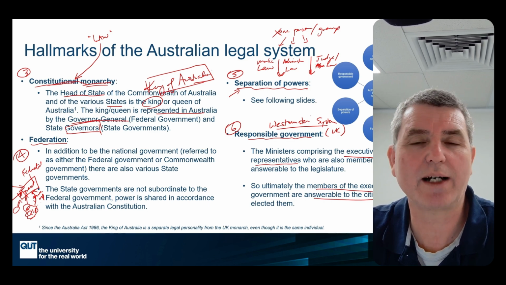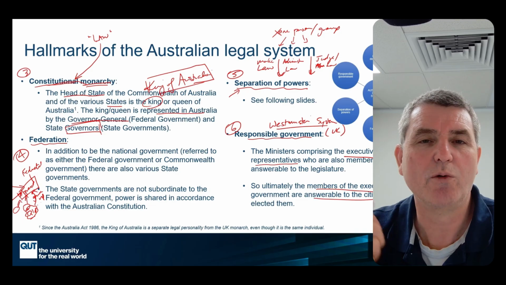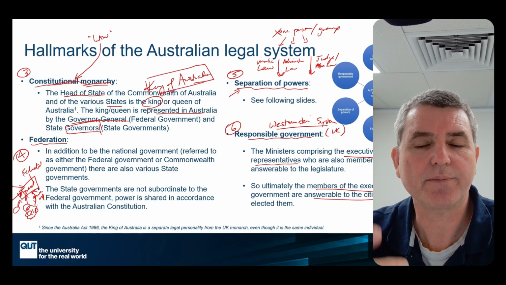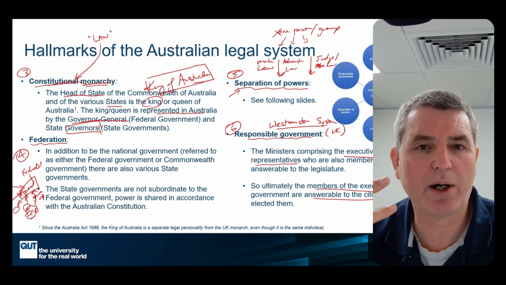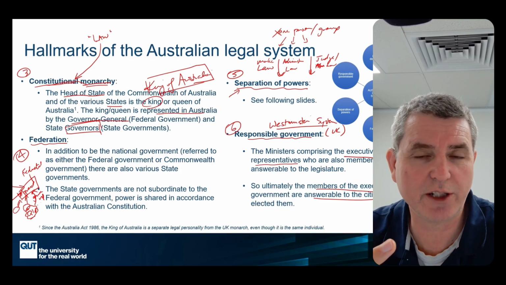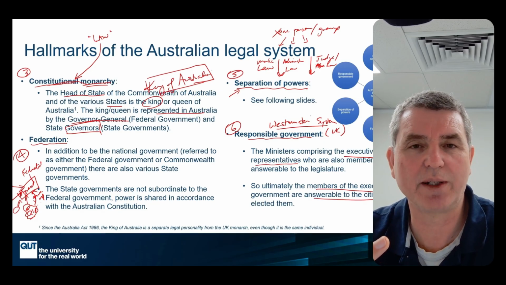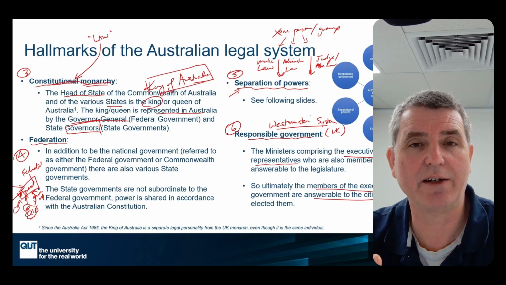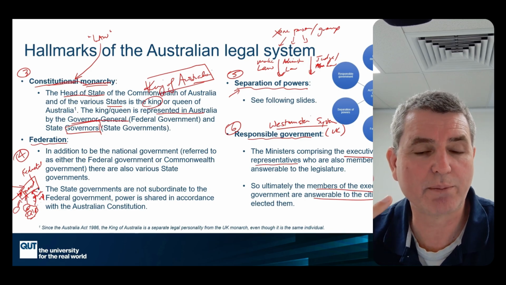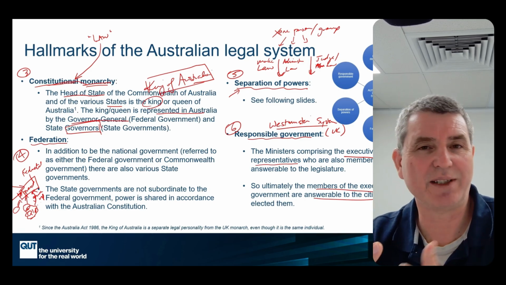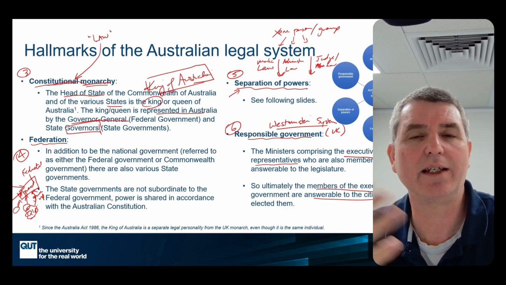But these are the hallmarks of the Australian system. We're a liberal democracy, we have a common law system, we are a federation. We try and abide by the separation of powers, particularly a strict separation between the judiciary and the other branches of government. We don't have a strict separation between the executive and the legislature because of the principle of responsible government. And then finally, our system is a constitutional monarchy.